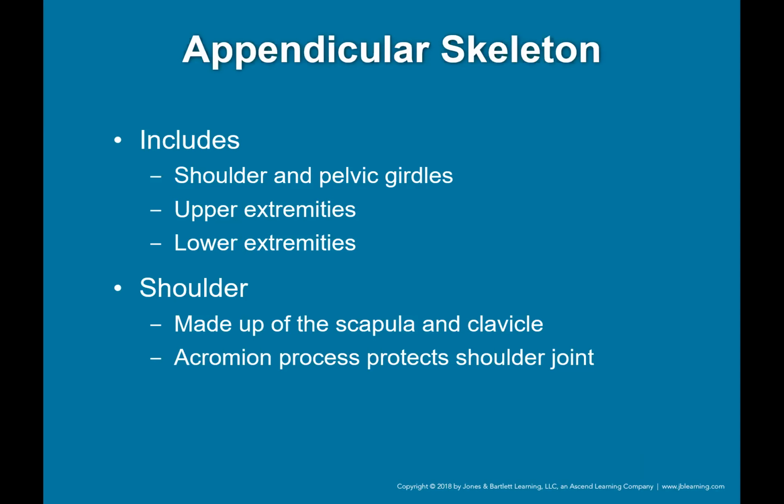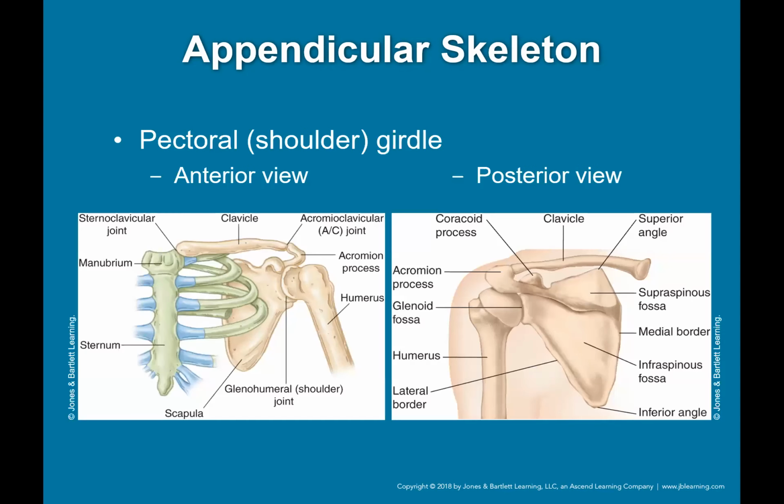Our appendicular skeleton runs side to side: shoulders, pelvis, upper extremities, lower extremities. It's literally everything running side to side besides our rib cage. The rib cage is in our axial skeleton. And again, how we determine if there's an injury to one of these is through symmetry. We assess these patients, we feel one side versus the other.